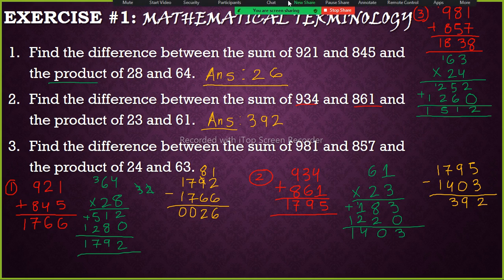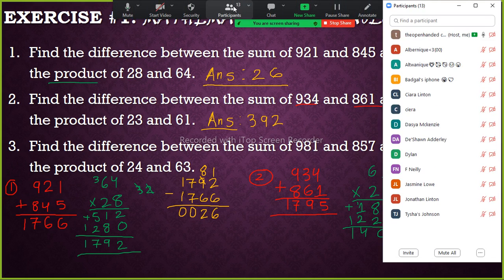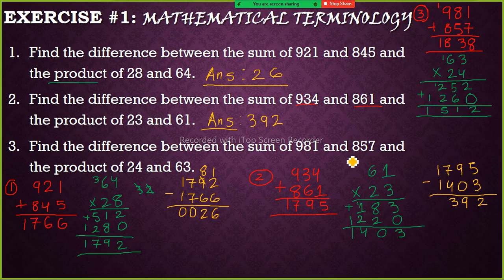Okay, so when you subtracted them, Jasmine, are you here? Jasmine. Yes, sir. Okay, did you subtract number 3 or you haven't done it yet? I subtracted all. Okay, what you got for number 3? 326. Okay, so we have 1,838 minus 1,512.